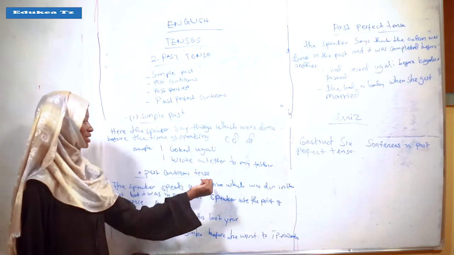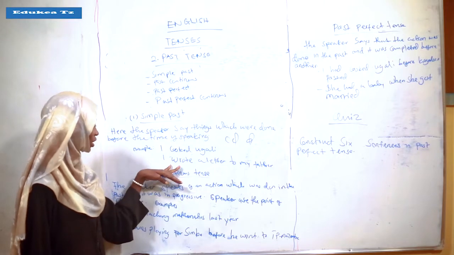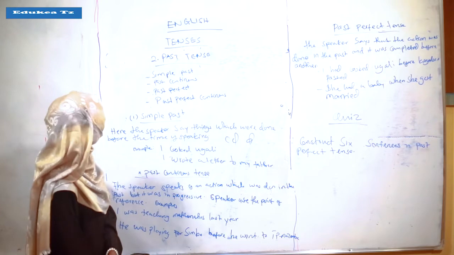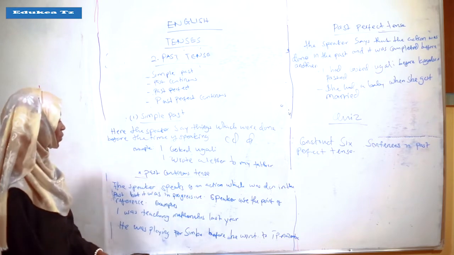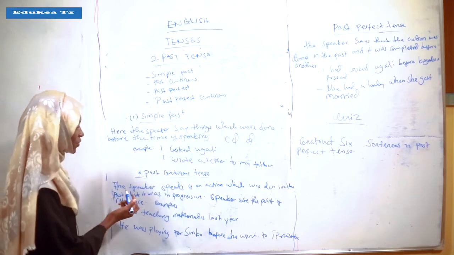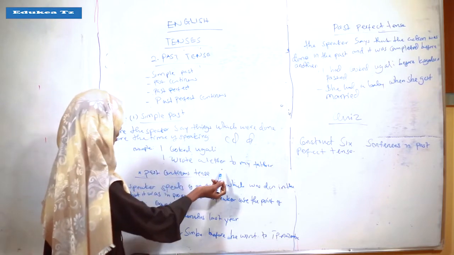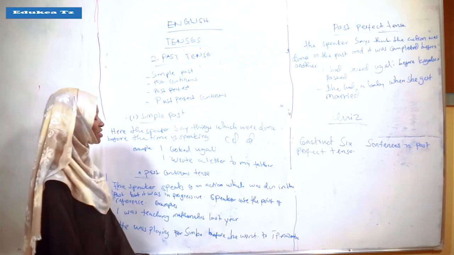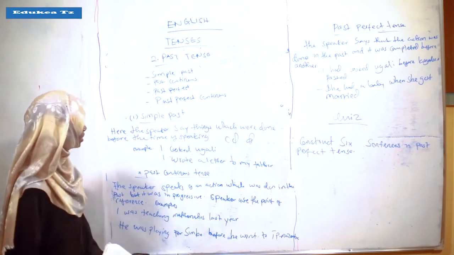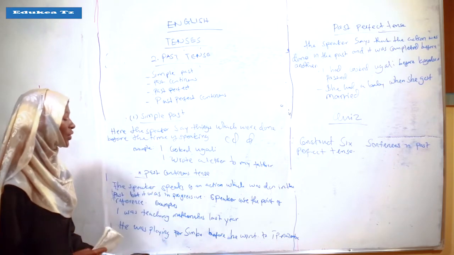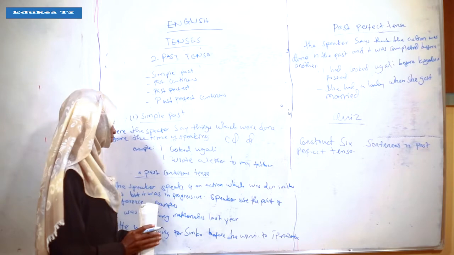I wrote a letter, not I write the letter. When you say I write, you are in the simple present. So here we normally use the verb in the past form. I wrote a letter to my father. This is applicable to all persons. There is no change, be it in the first, second, third, be it in the plural or in the singular.